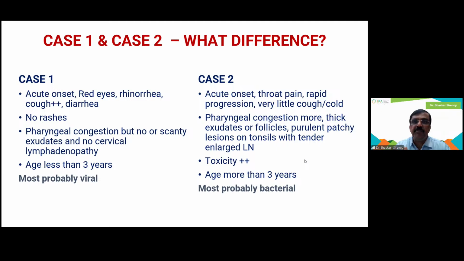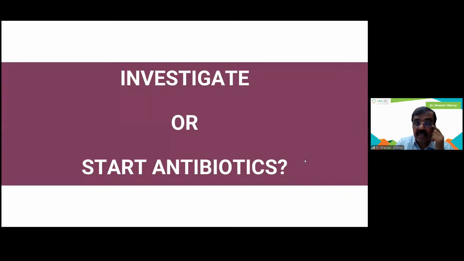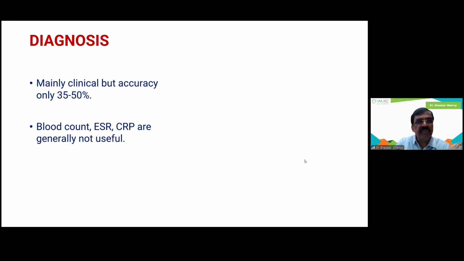And the second one, if you compare the acute onset, severe throat pain, rapid progression, follicles, lymph nodes, toxicity, age of more than 3 years, this is more of a bacterial infection. So now you know how clinically, or in busy practice, you can differentiate between a viral and a bacterial. Do I investigate or do I start an antibiotic? So investigations are not required. ASLO is not required. Most of them are clinical diagnosis.